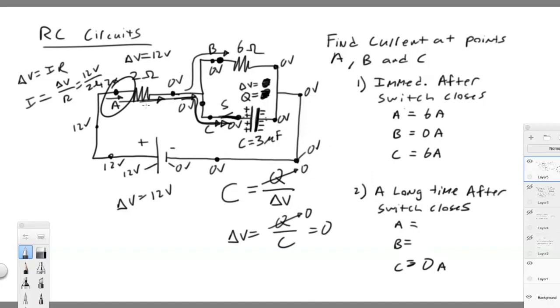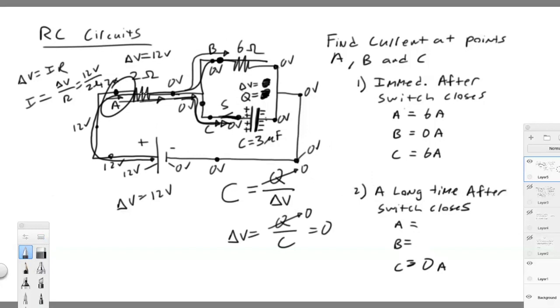This leaves the 2 ohm and the 6 ohm in series. So current comes out of the battery. I know this diagram's getting messy. Current comes out of the battery. It goes through the 2 ohm, up through the 6 ohm. None of the current goes to the capacitor because the capacitor is fully charged. A 2 and a 6 in series is 8 ohms.